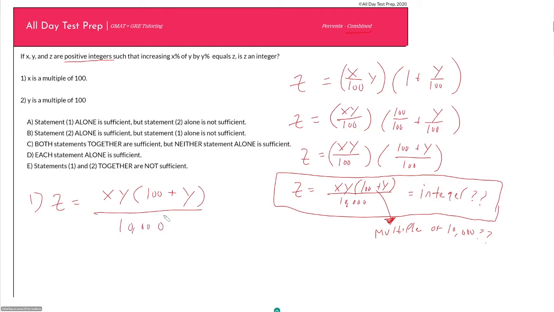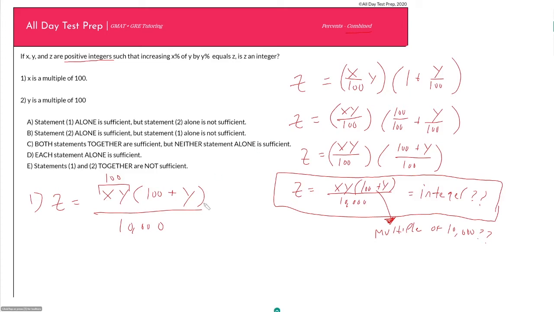So here we know x is a multiple of 100. So we're looking for a 10,000 in our numerator. We know we're going to have a 100 from this term here. So xy will contain a 100, and that is all from our x.